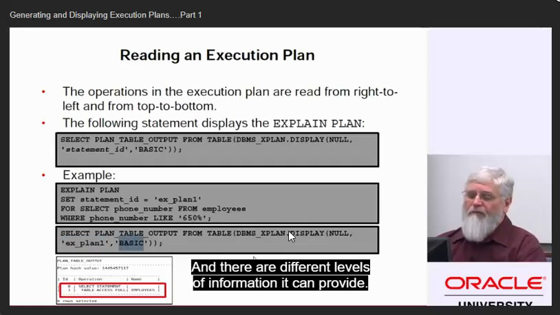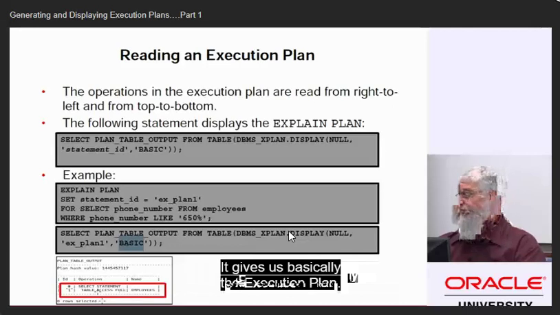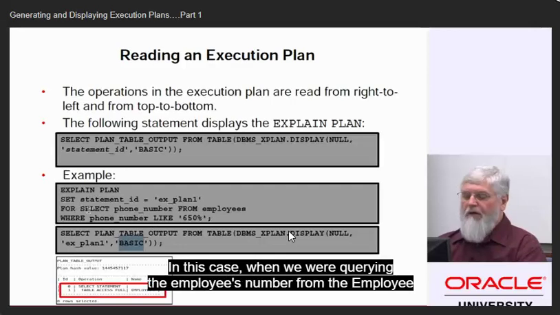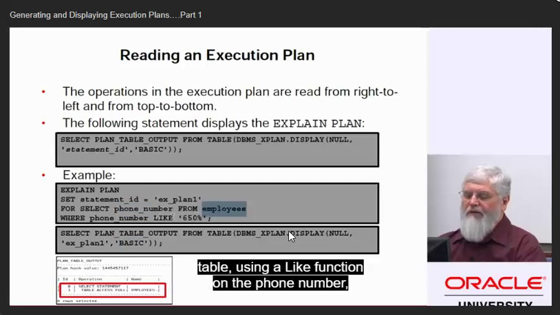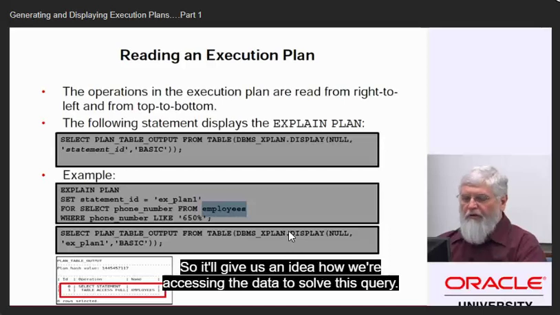In this case, we were querying the employee number from the employees table, using a LIKE function on the phone number, and it did a full table scan on the employees table. So it gives us an idea of how we're accessing the data to solve this query. And the name beside TABLE ACCESS FULL, which is their way of expressing a full table scan, is the name of the table we're actually scanning.